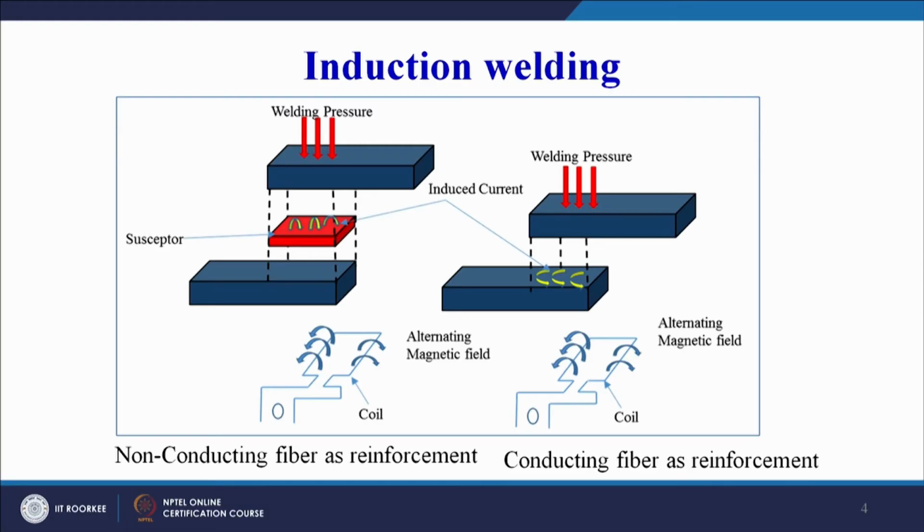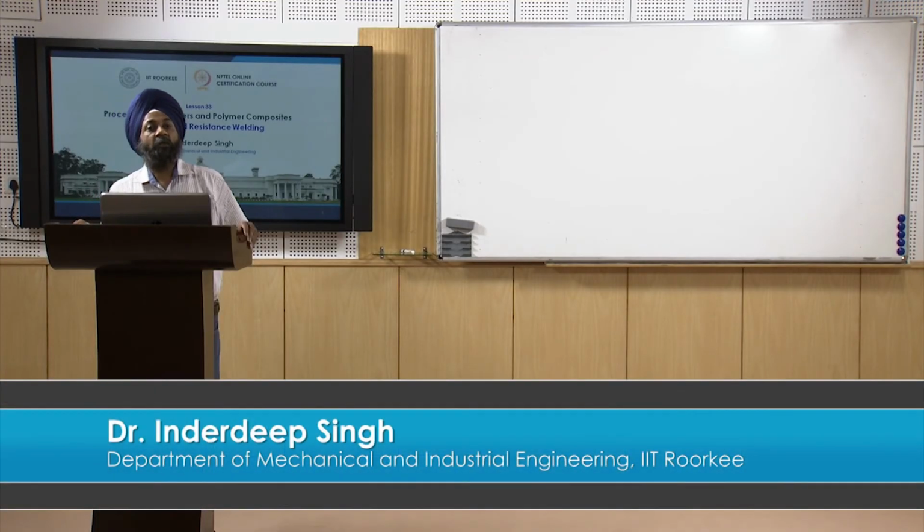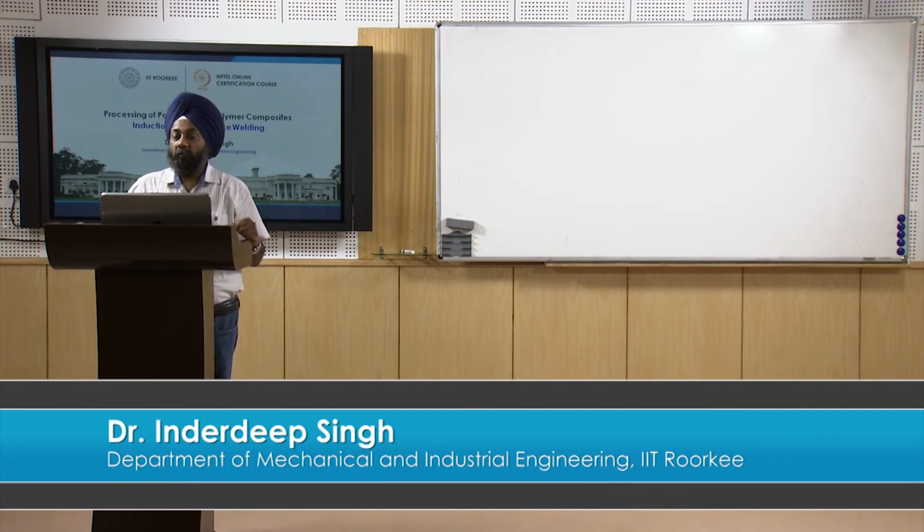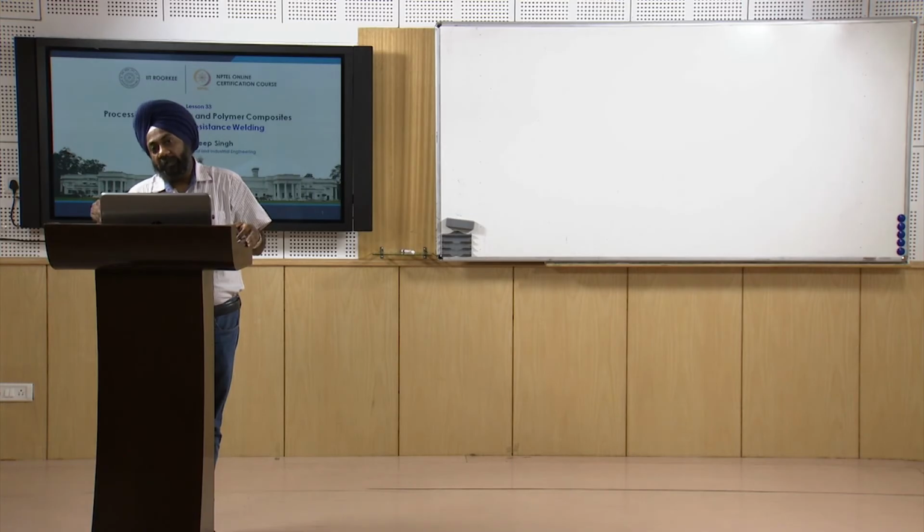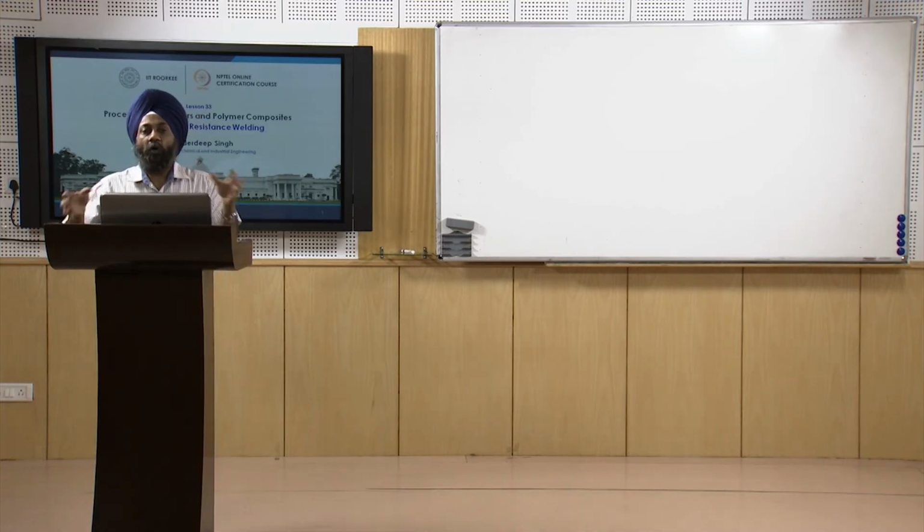So it is very important for us to understand what the constituents of our material are, whether we have a conducting reinforcement, whether we have a conducting polymer, or a non-conducting polymer and a non-conducting reinforcement, or what the combination of the fiber and the matrix is, and accordingly we have to choose the process for joining the composite material. And if it is non-conducting, then we have to use a susceptor in order to induce the induction effect.